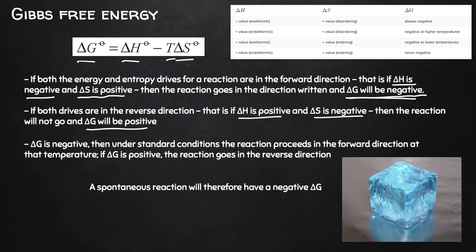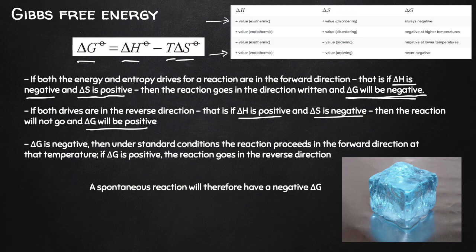So let's have a look at those two scenarios in this table above. The first scenario we looked at here was an exothermic reaction creating disorder. The universe is completely happy with that. We're releasing energy and we're creating chaos. So that's always going to result in a spontaneous reaction or a negative delta G value. The opposite we just looked at was if we had an endothermic reaction creating order, our delta G will never be negative in that case, and it won't go.